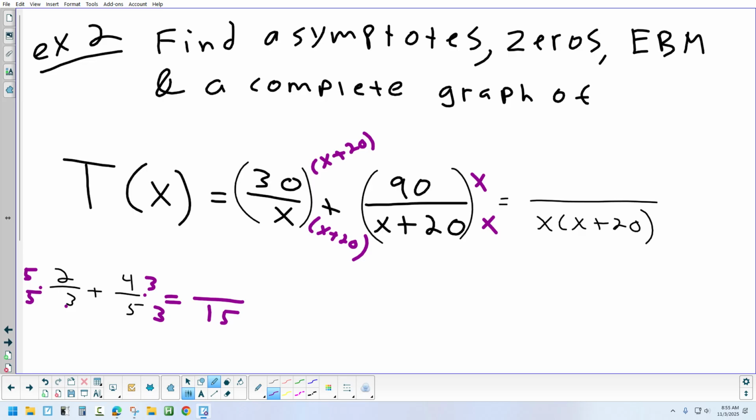Okay, so we already have the bottom. That's x times x plus 20. We can distribute that later if we want. Let's do this part out. 30 times x gives me how much? 30x. I'm just going to put that over here for a second. 30x. And what's 30 times 20? 600. So that's this part. And then I have that part, 90 times x. And when you combine like terms, the only two you can combine are 30x and 90x, which is how much? 120x. Yep.